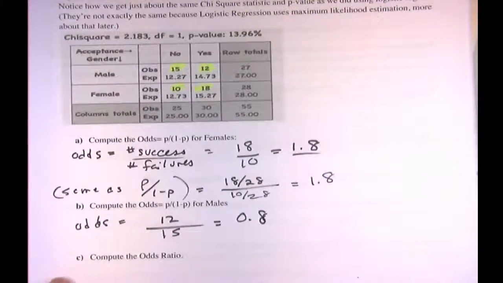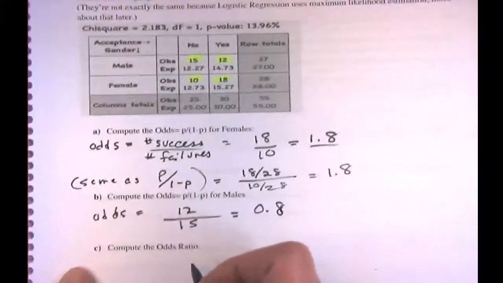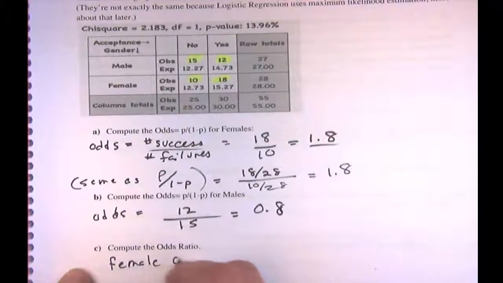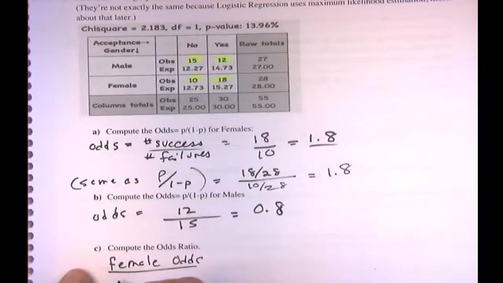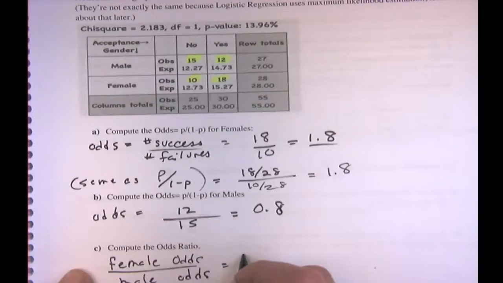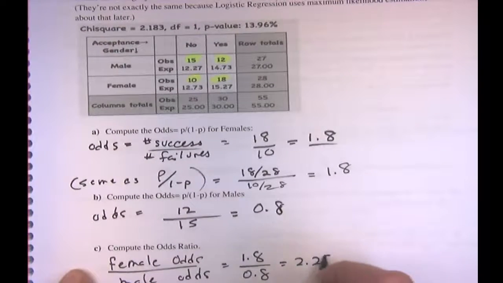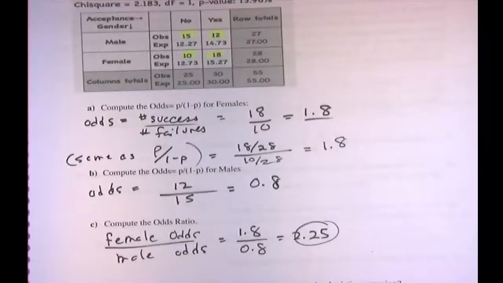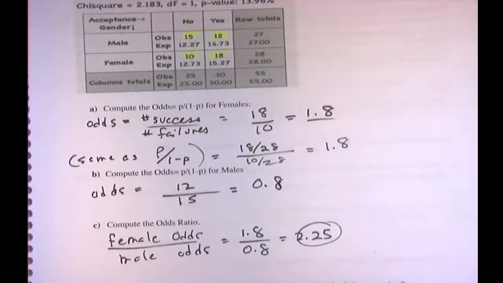And the odds ratio, well, because we coded females as 1, we'll just say the female odds over the male odds, which is equal to 1.8 over 0.8, which is 2.25. And there's e to the slope. It's the same thing we got before. And how does it compare? It's the same.